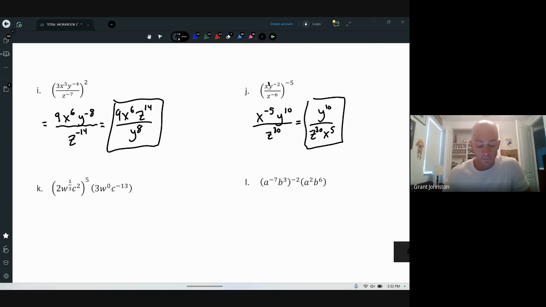Let me do a couple more. I know I'm doing a lot here. So 2 to the 5th, so I'm on K now. 2 to the 5th is 32. 2 times 2 times 2 times 2 times 2 is 32. 1/3 times 5 would be 5/3. And then I'd have c to the 10th.